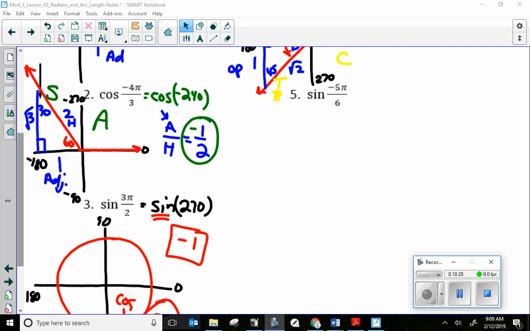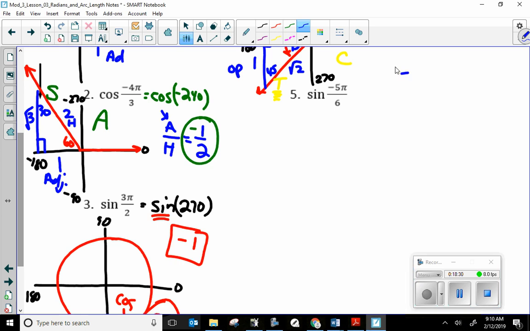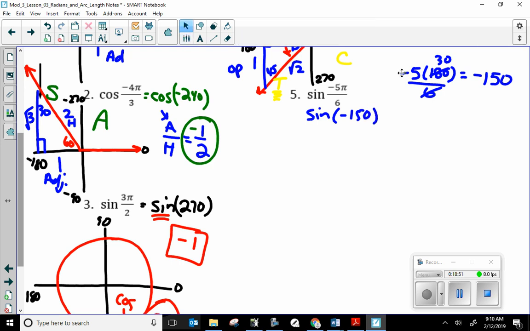Now, don't let this intimidate you. -5 times pi, which is 180, over 6. Divide out first. Simplify first. 6 goes into 180 30 times. 5 times 30 is 150, and a positive times a negative is negative. So they're really asking you for the sine of -150 degrees. That really was a lot better than you thought it was. It wasn't going to be so bad, children.